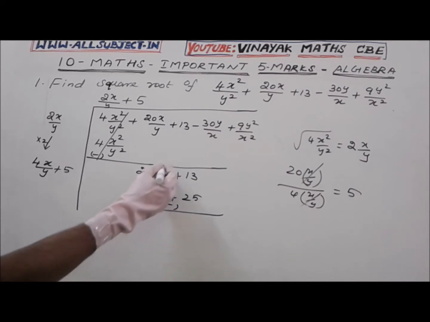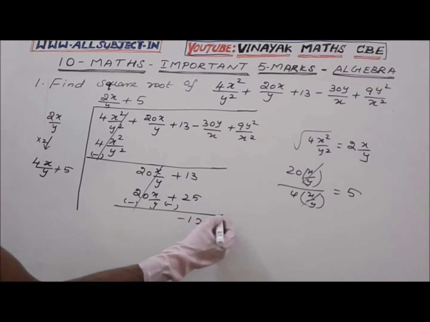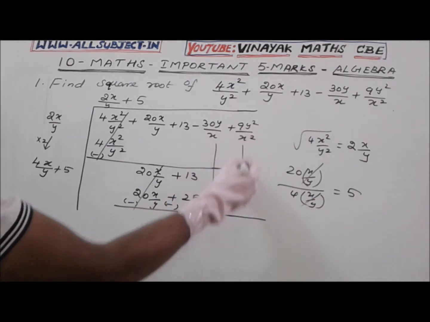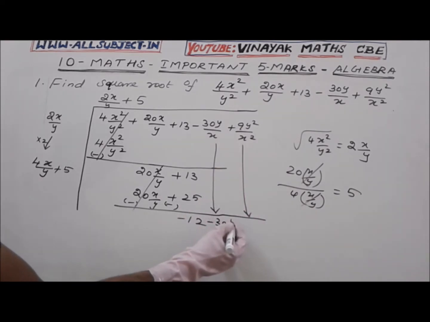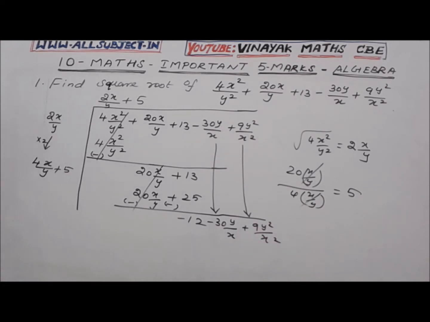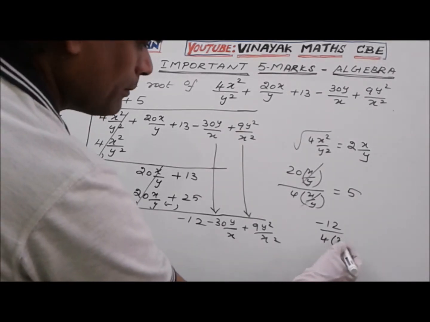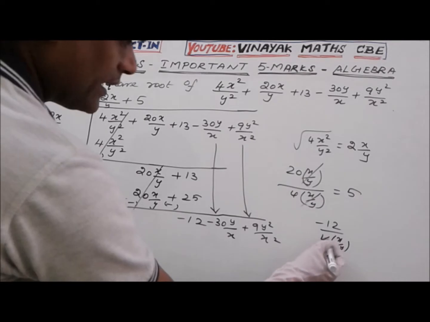Subtracting, these two get cancelled. Minus 25 plus 13 minus 12. And taking the remaining terms here: minus 30y by x plus 9y square by x square. Now keep the first term the same, 4x by y. Multiply the second term by 2 plus 10, and then divide the first term by the first term, minus 12 divided by 4x by y.